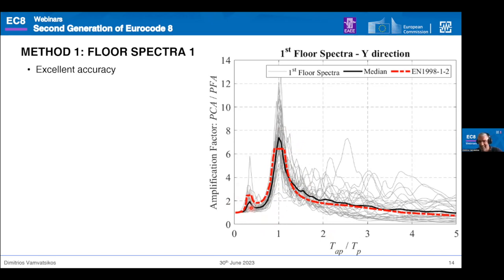Method 1 has excellent accuracy. I mean, you can see it captures the second mode, it captures the first mode. Okay, it misses by a bit. You can see that there is a certain amplification of some records. So about 50, maybe 60% of the records can go higher.